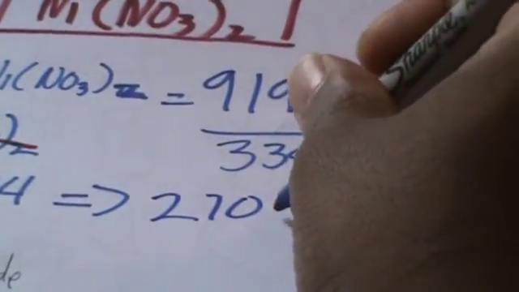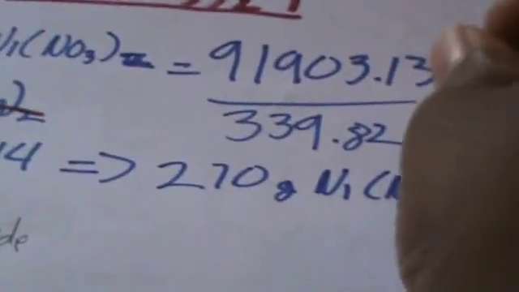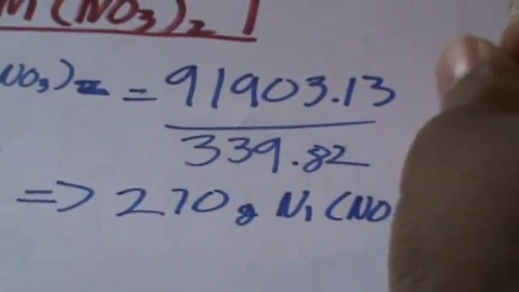So the answer would be 270 grams of nickel NO3. So this would be the answer to this question. Okay.